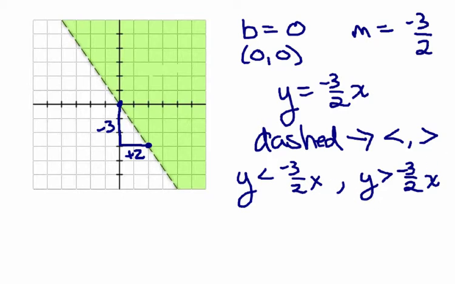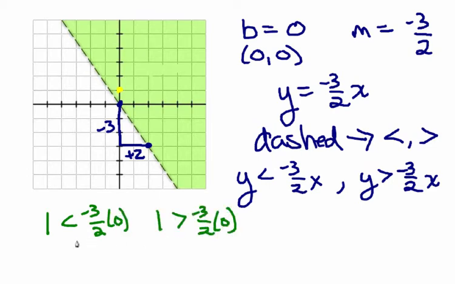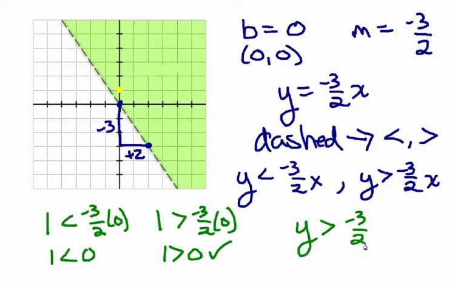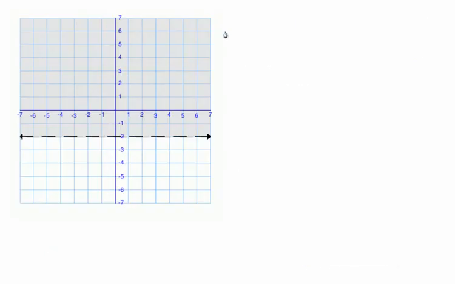Let's double check with a point anyways. Let's check with the point 0, 1. So that means 1 is less than negative 3 halves times 0, or 1 is greater than negative 3 halves times 0. Well, 1 is definitely greater than 0, so y is greater than negative 3 halves x is the inequality that matches this graph. We need to know the slope, we need to know the y-intercept, we'll figure out if it's dashed or not, and then which direction to shade.